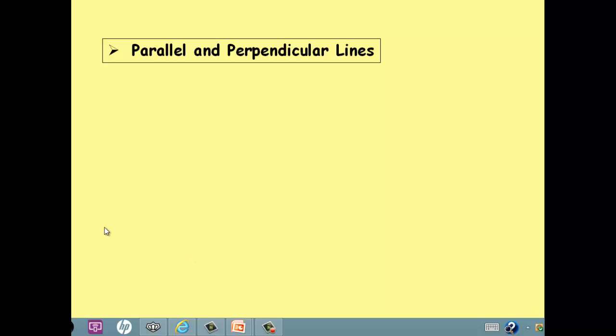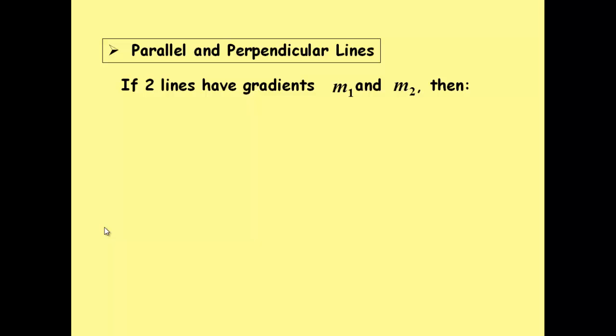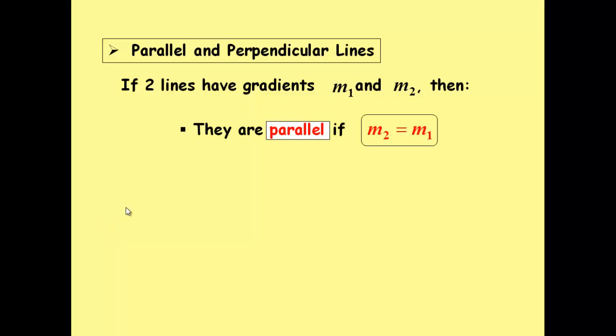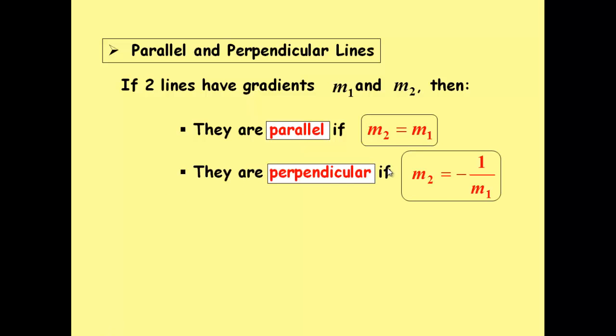Parallel and perpendicular lines. Hopefully you remember from GCSE what happens with the gradients of parallel and perpendicular lines. If we call the gradient of line 1 m1 and the gradient of line 2 m2, then when the lines are parallel, the gradients are equal. In other words, m2 equals m1. And when the lines are perpendicular, then one gradient equals minus 1 over the other gradient. So we could say m2 equals minus 1 over m1.